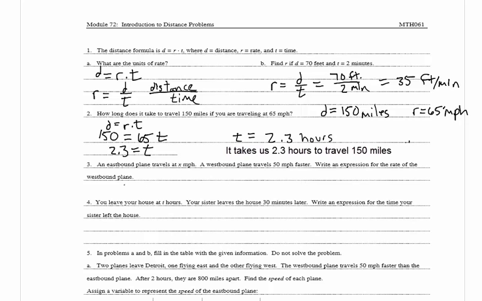In 3, we have an eastbound plane that travels at x miles per hour. A westbound plane travels 50 miles per hour faster. Write an expression for the rate of the westbound plane. The westbound plane is traveling 50 miles per hour faster than the eastbound plane, and the eastbound plane is traveling at x miles per hour. So that means the westbound plane expression is x plus 50.